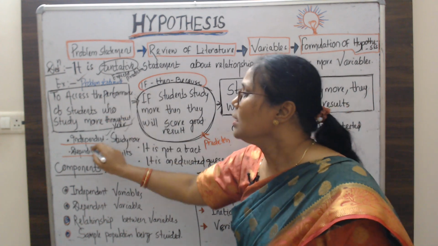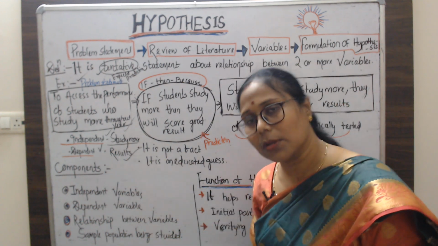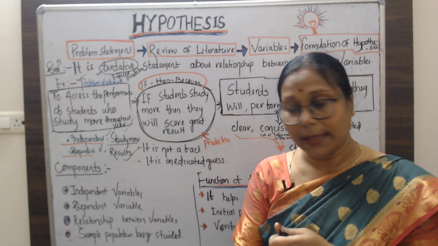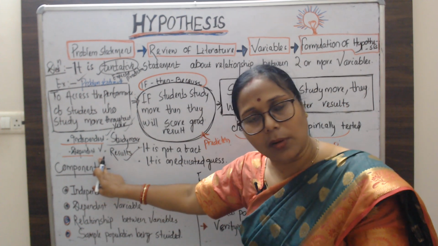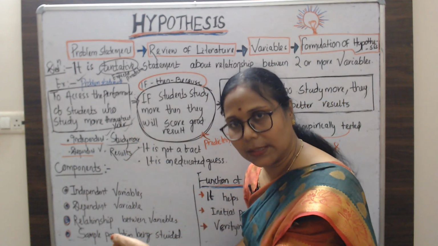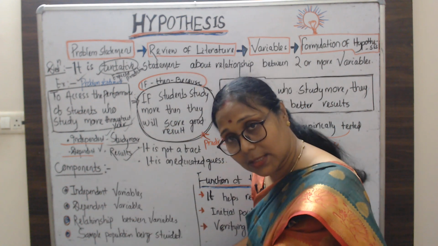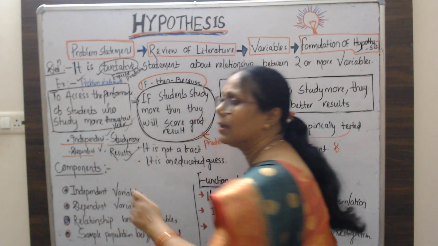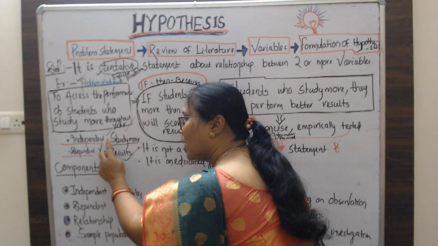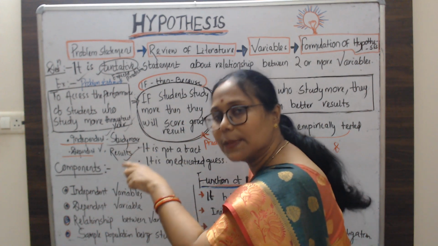So first, those who study more will score good results. So studying more is the independent variable, and the result they scored is the dependent variable, because the independent variable can be manipulated. You can manipulate the independent variable, and whatever change or effect is observed or measured is in the dependent variable. So the researcher has to observe and measure the dependent variable and manipulate the independent variable.